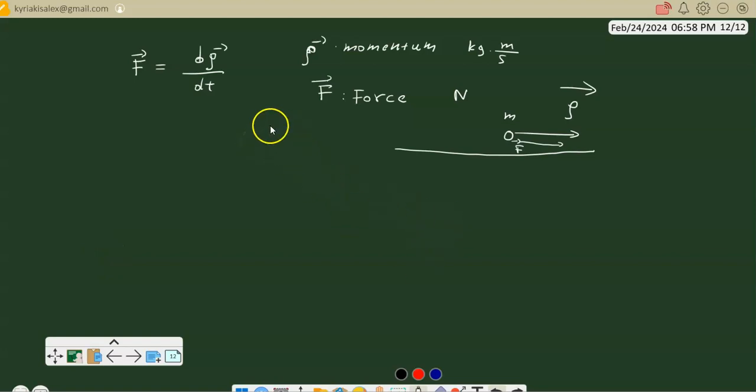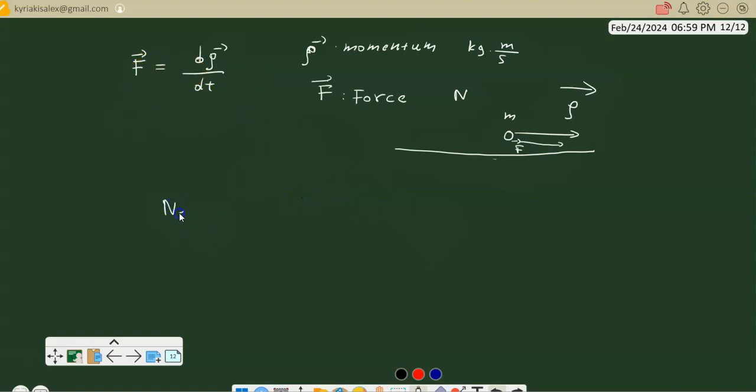We have this formula over here. So the force is the rate of change of momentum with respect to time. We measure the momentum in kilograms times meter per second, and the force is given in newtons. So we have an object. The momentum is a vector quantity, and F looks at the same direction as the vector of the momentum. How can we prove this formula?